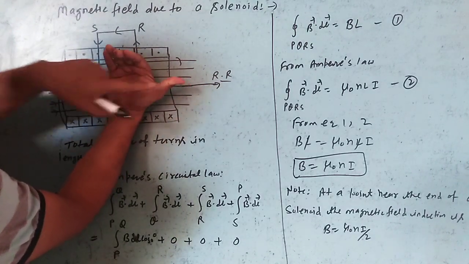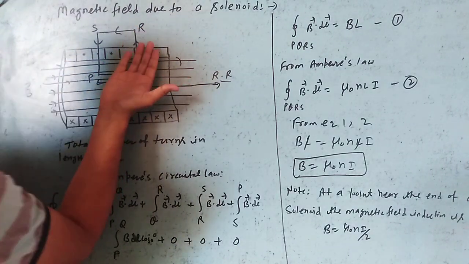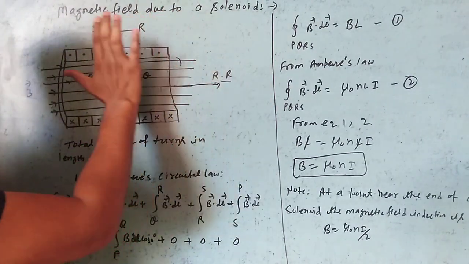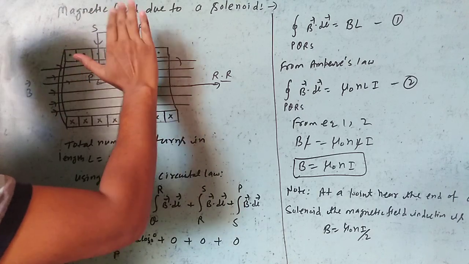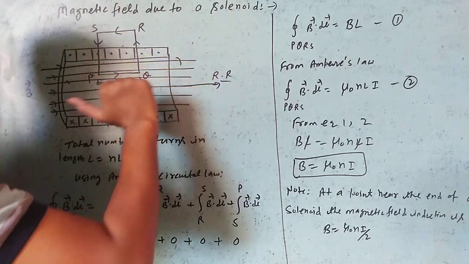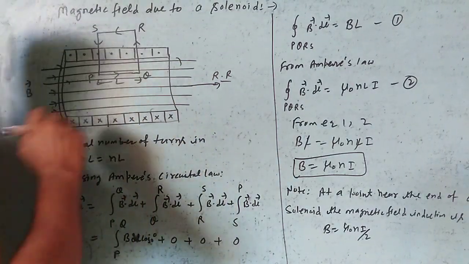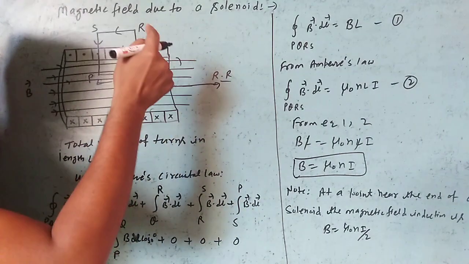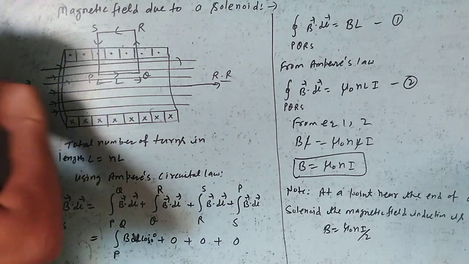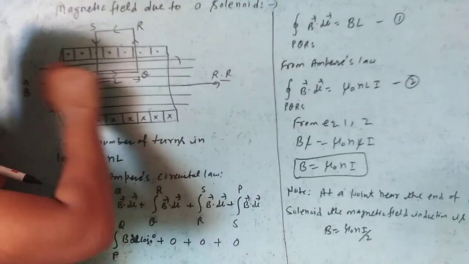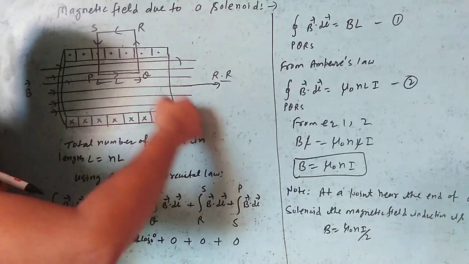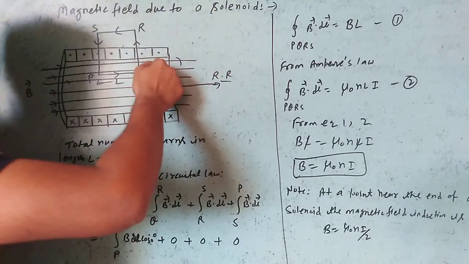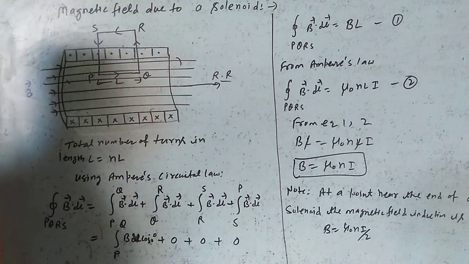The thumb represents the direction of current, and the magnetic field lines go this way. This is the right hand rule. So crosses represent the direction of current inwards, dots represent the direction of current outwards, and the magnetic field lines are crossing this direction of current. This is also called a solenoid.